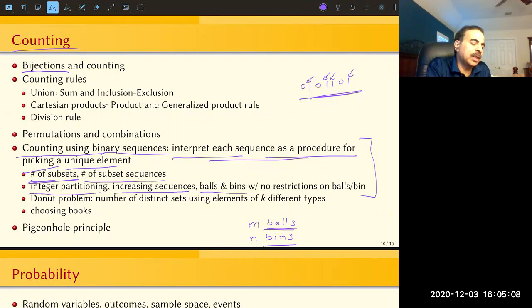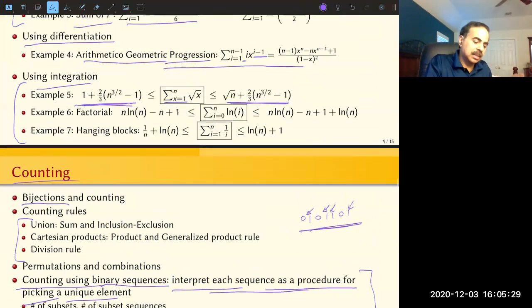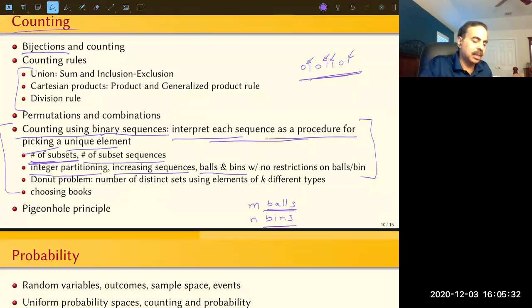The rest of what we did about counting, using union and disjoint sum, Cartesian products, inclusion and exclusion, division rules and so on, some of you may have come across these rules in other courses that you might have taken somewhere else. But this is a really neat way of looking at counting problems. The very last thing that we looked at in counting is the pigeonhole principle, right?